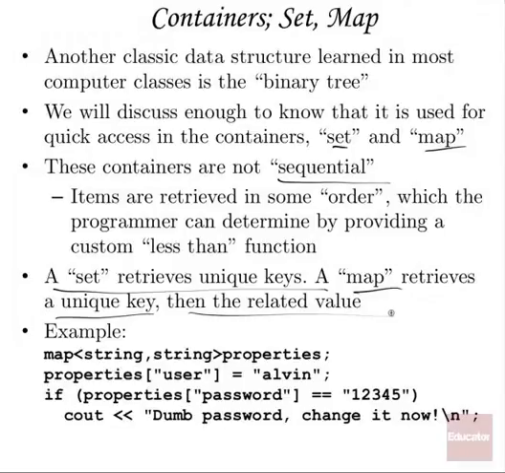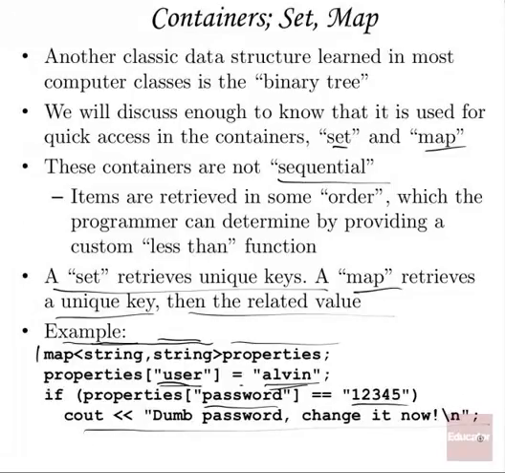So it tends to be a little bit more useful, in that you have what other languages call an associative array. Here's our example. We'll have a map and we have to give it two types. We're going to have a string as our key and a string as our value. We're going to call it properties. It's like a properties list. If you're familiar with Java, you've seen the properties type. So we'll have properties user and we'll set that equal to Alvin. Later on in the code, you can print out or process or log in as, grabbing the properties user, which is, in this case, Alvin. So if the properties password is equal to 12345, you can print out that's a dumb password, change it now.